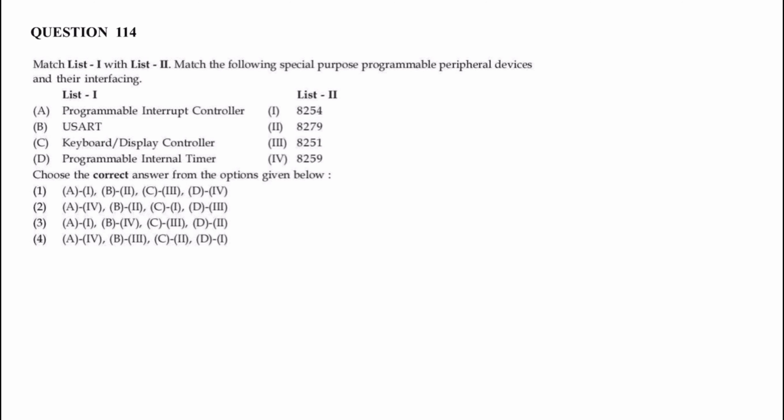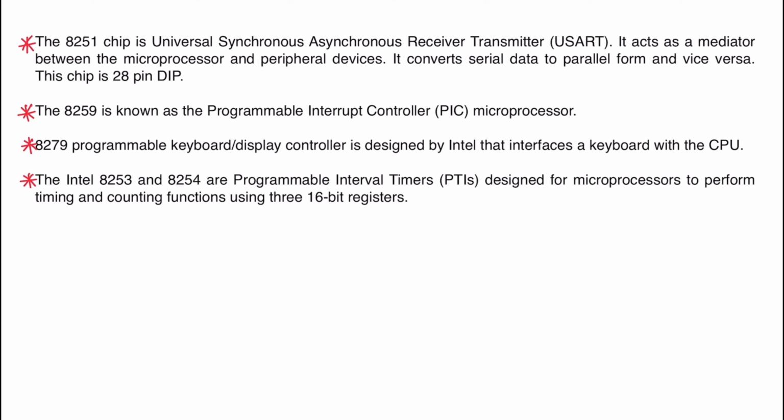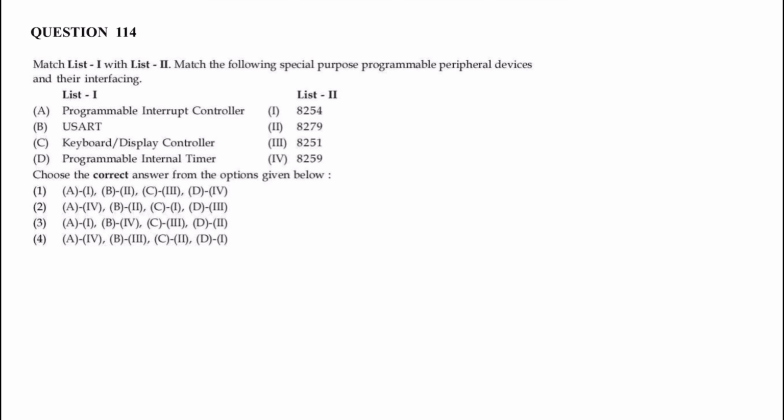Next question. It is related to the IC name and its numbering. 8251 is universal synchronous asynchronous receiver and transmitter, that is USART. 8259 is also known as programmable interrupt controller. 8279 is a programmable keyboard or display controller designed by Intel that interfaces the keyboard with the CPU. 8253 and 8254 are programmable interval timers. Let us see the matching list 1 and list 2.